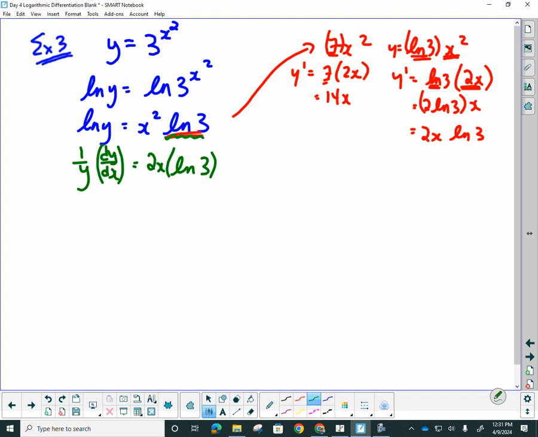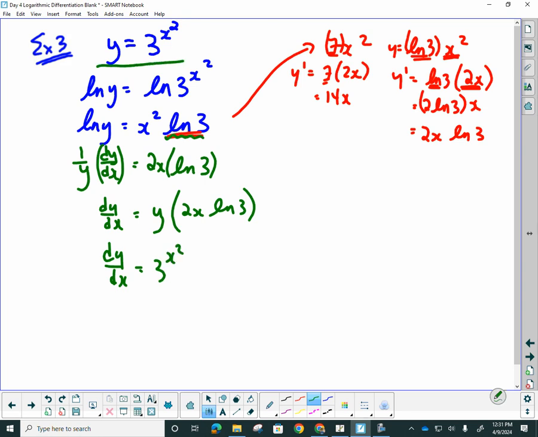All right, we now have to isolate for dy by dx. Since it's dividing by y, we're going to multiply by y. So y times 2x ln 3. And then replace the y with the original question. The y was 3 to the power of x squared back in the original, times 2x ln 3. And we can't simplify that any further.